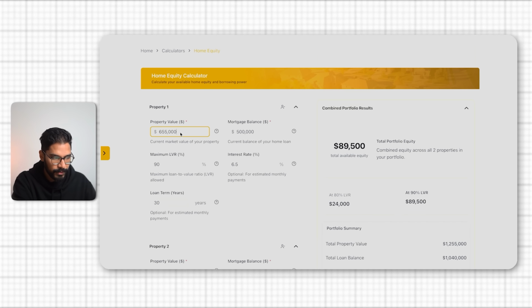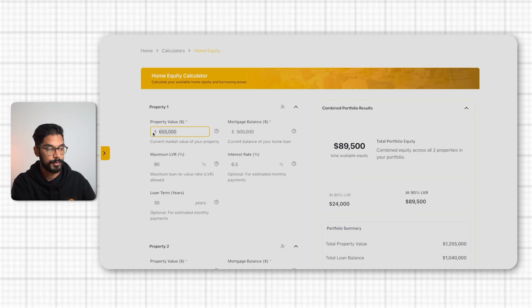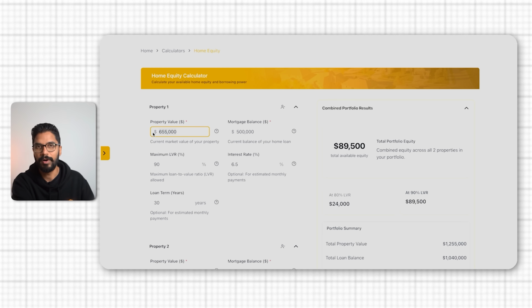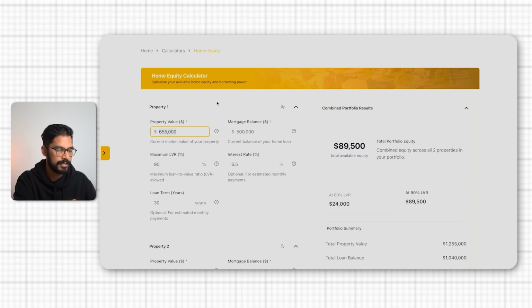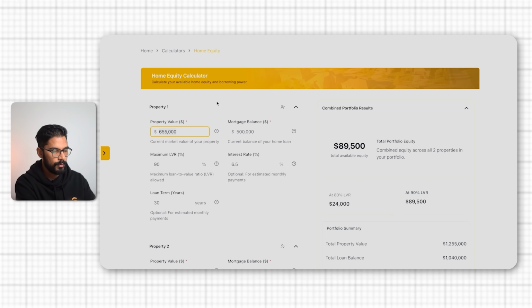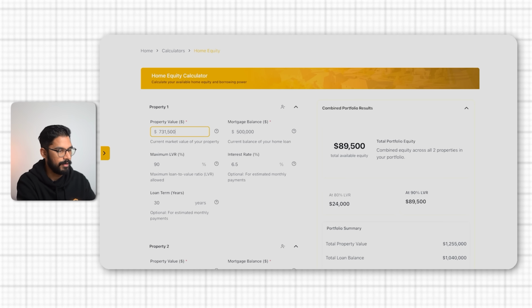And the value of this property here is going to continue going higher as well. So let's just assume you picked the right property because you did this with search property and it went up by another 10% over the next 2 years. And that would mean an extra $65,500. And that means this property is worth about $731,500.